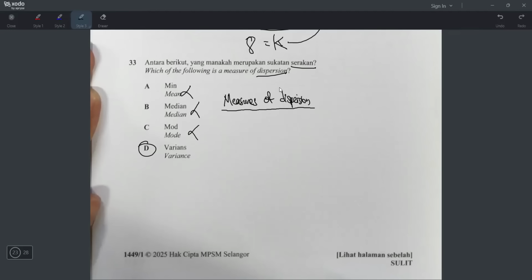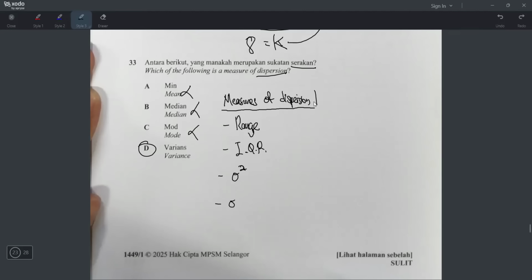something used to measure the dispersion of data, or you can say something that we can use to measure the consistency of data. There's 4 measures of dispersion: range, interquartile range, variance, and standard deviation. This is what we use to calculate the consistency of the data or the dispersion.